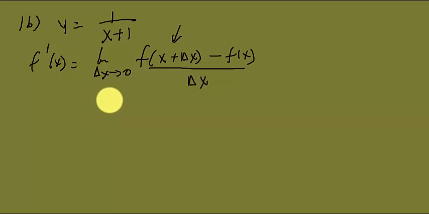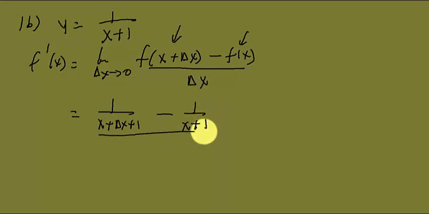All we're going to do is plug everything in. We're going to find f of x plus delta x. So that's going to be 1 over x plus delta x plus 1, minus f of x, which is 1 over x plus 1. All that's going to be over delta x. And I already made a mistake. I need to write my limit, otherwise I'm going to take points off. Limit as delta x goes to 0.